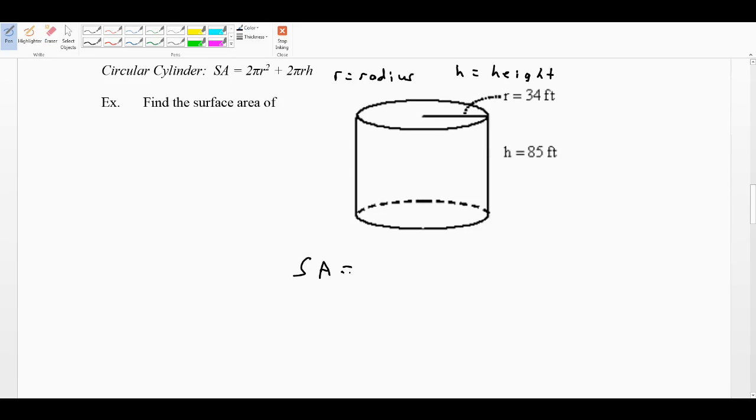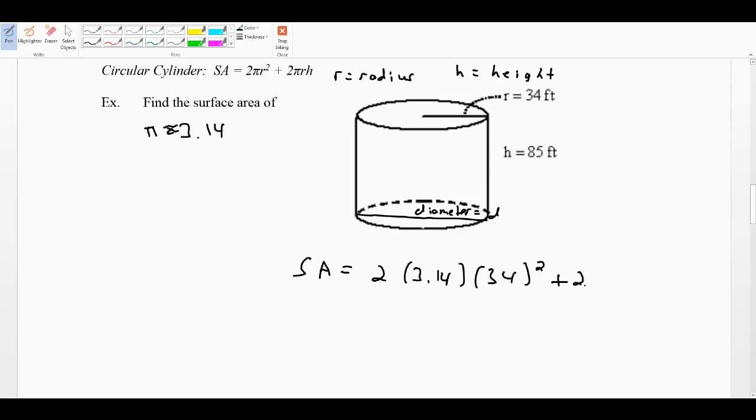So I'm going to take my surface area formula, and we tend to use pi is approximately 3.14. So we're going to say 2, and then parentheses 3.14. In case you haven't noticed, I'm a big fan of parentheses. Radius is 34 feet. Radius is always half the diameter. The diameter is all the way across, so if I were to have this, that'd be called the diameter. But halfway across is the radius.